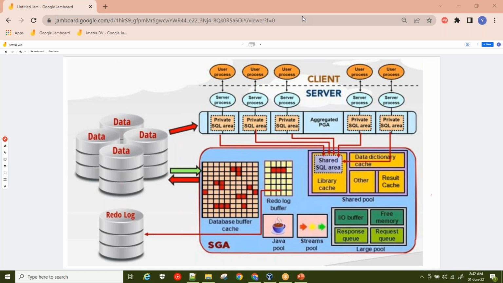So when some operations are happening, even in the shared pool, say I need to do an operation like table 1 minus table 2, or some join, I need to get table 1 and table 2. That will be picked up from the buffer cache and given to the shared pool, or whichever area of the SGA it requires, and from there it will be transferred to the PGA.